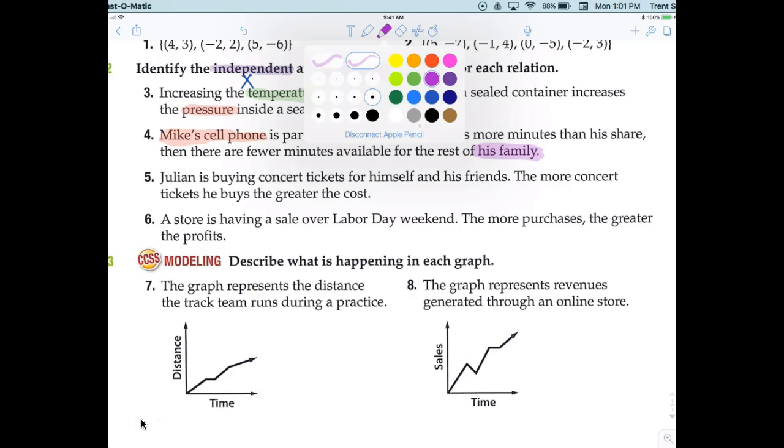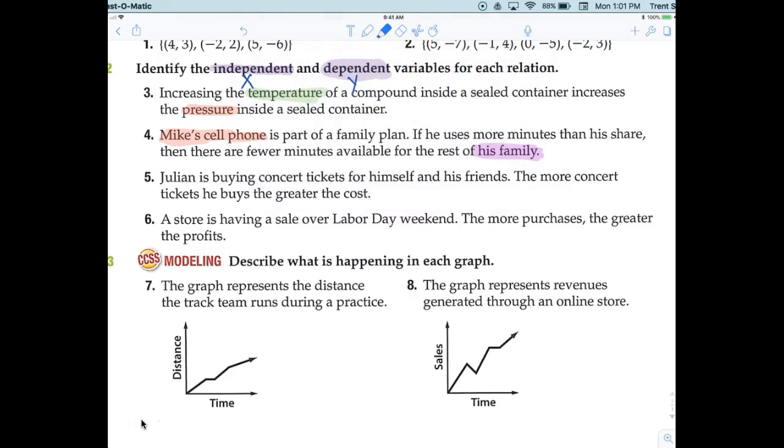All right, somebody different. Speak up. Julian is buying concert tickets for himself and his friends. The more concert tickets he buys, the greater the cost. Dalton, what do you think? Tickets and cost. The tickets and the cost. That's how simple. Tickets and cost.